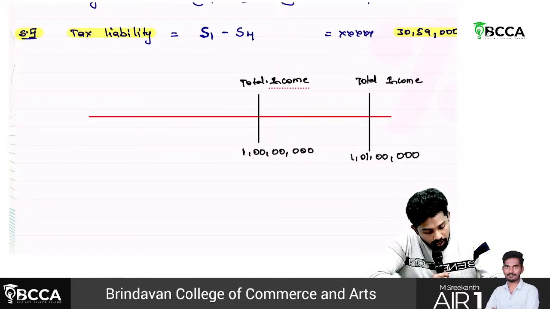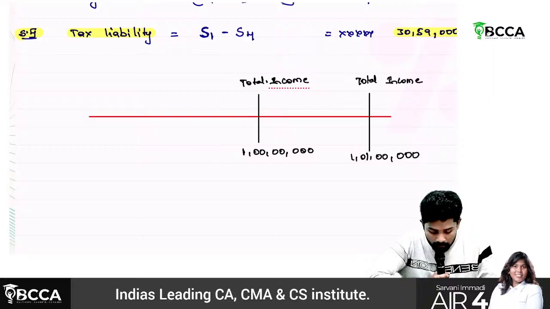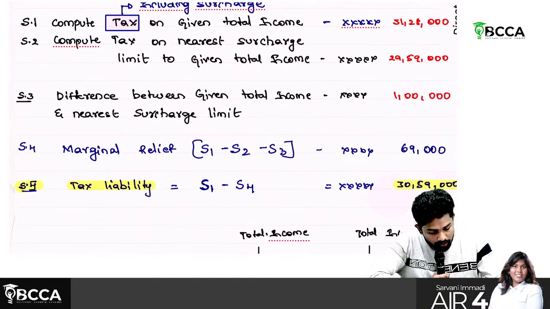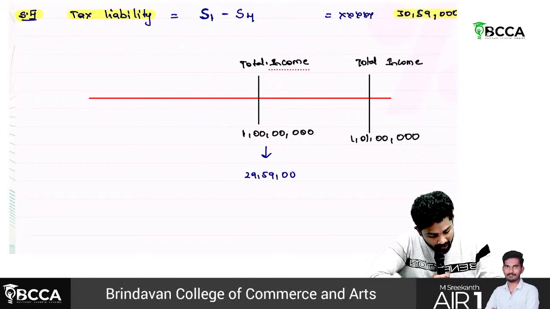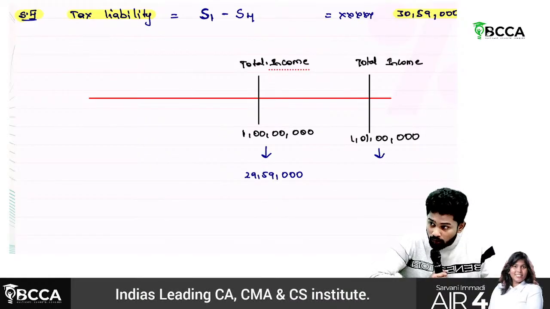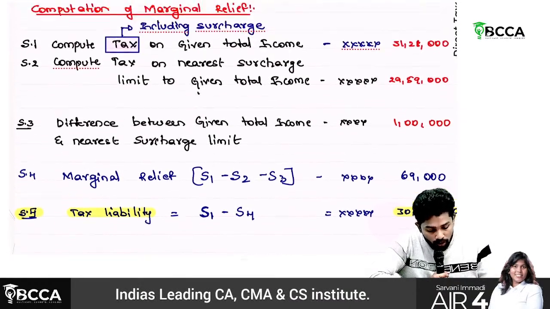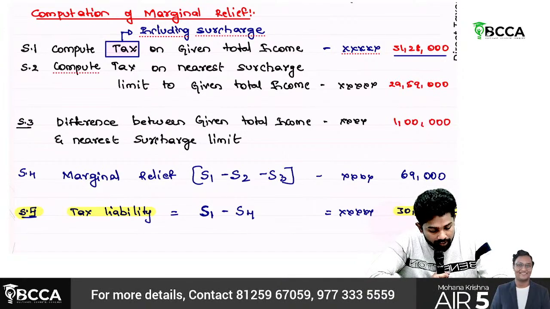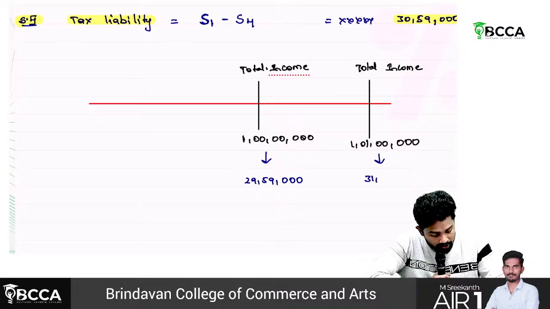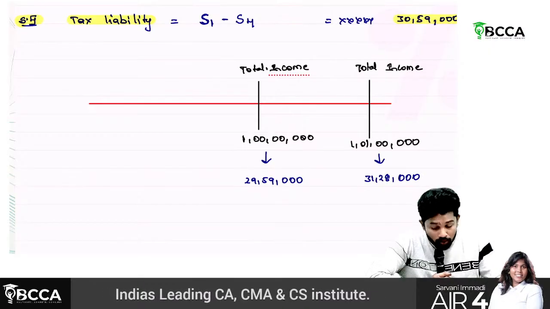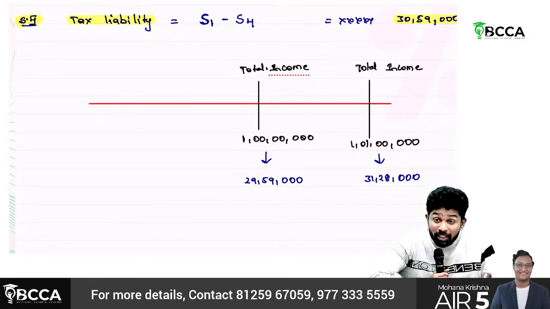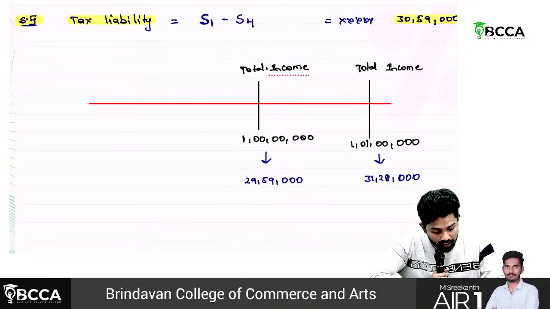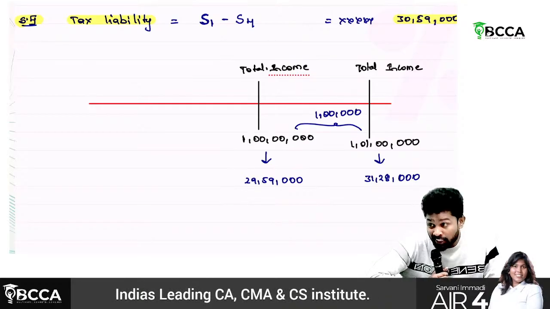If you see Raju having 1 crore total income, what is the tax he needs to pay? He needs to pay only 29,59,000. Whereas Bhargav is having 1 crore 1 lakh income; how much tax does he need to pay? 31,28,000. Compared to Raju, how much extra income has Bhargav earned? Only 1 lakh is the extra income.